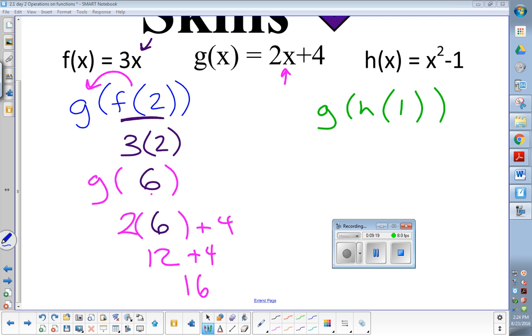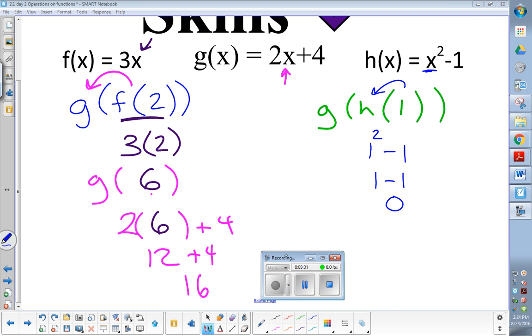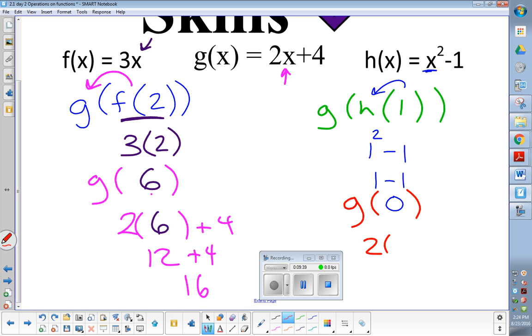So we're starting off with the number 1, and we're plugging it into the equation before it, which is H. So it is 1 squared minus 1. I'm plugging it in right there. 1 squared is 1. Minus 1 is 0. Once we get that answer, we are still doing what's in front of that. So we're taking that 0 and plugging it into the G equation. So when we plug in 0 right there, it's 2 times 0 plus 4. 2 times 0 is 0 plus 4 is 4.